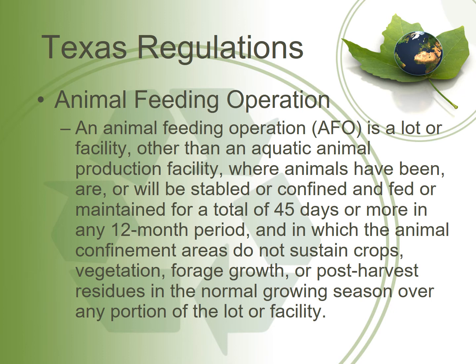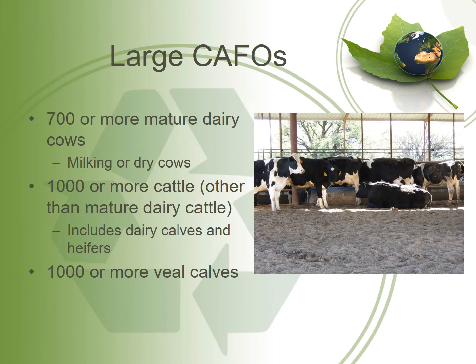This is a lot or facility other than aquatic animal production where animals will be confined for a total of 45 days or more in a 12-month period. And in this area, the animal confinement area is not going to sustain crops, vegetation, forage growth, or post-harvest residues in the normal growing season. So it's really an area or lot where we're holding cattle.